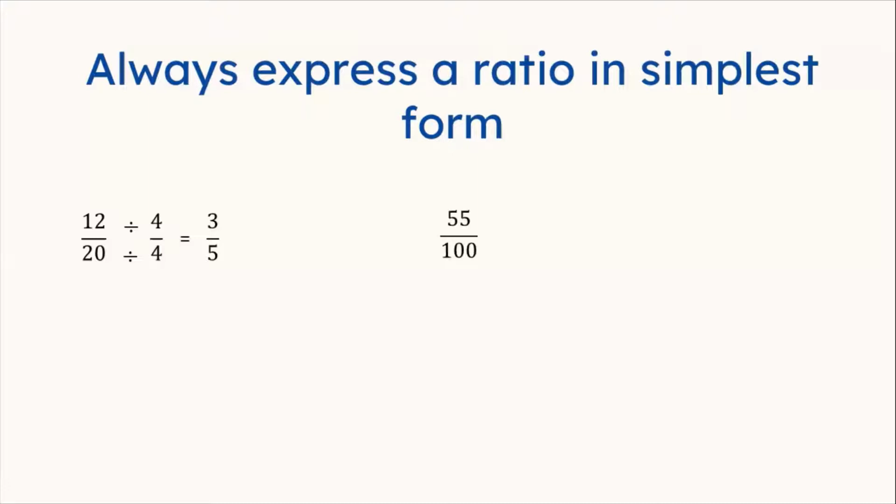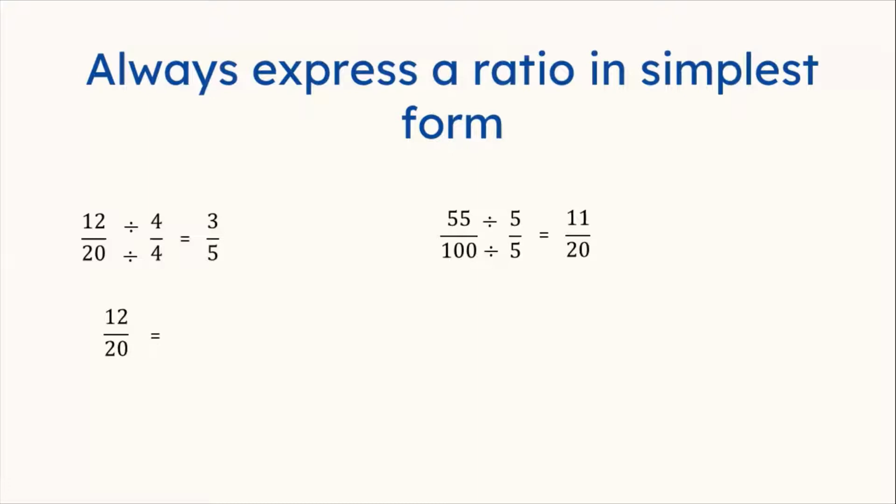Another example, we have 55 over 100. 55 over 100 is still a big number, and we can express it in simplest form. Now, what do you think is the GCF of 55 and 100? We know the answer. Very good. We can divide them by their GCF, and that is 5. So 55 divided by 5, we get 11. 100 divided by 5, we get 20. So the simplest form of 55 over 100 is 11 over 20.